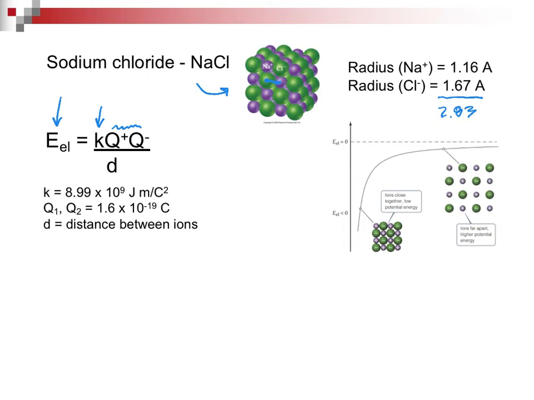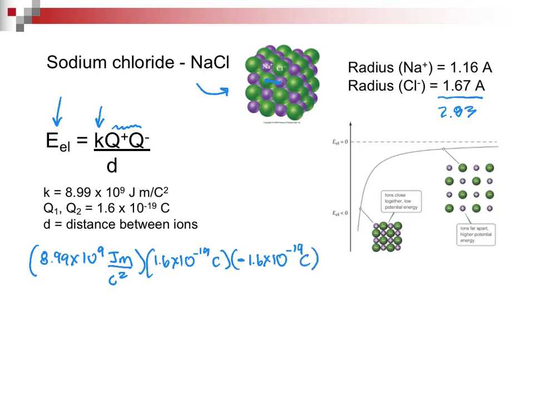We will take the constant, 8.99 times 10 to the 9th, in joule meter per coulomb squared. We will multiply this by the Q, 1.6 times 10 to the minus 19 coulombs, one of them is positive, and 1.6 times 10 to the minus 19 coulombs, one of them is negative. And we will divide it by the distance between the ions, which is 2.83 angstroms.